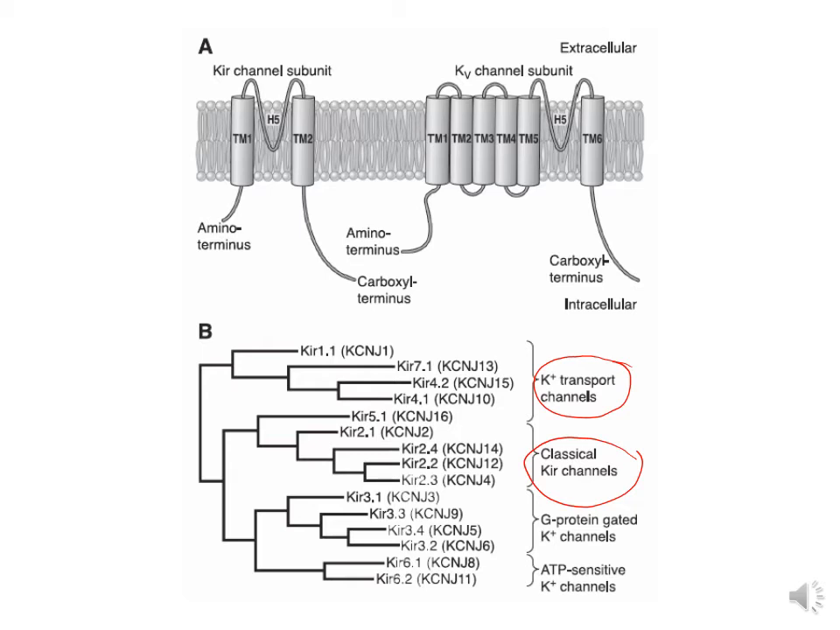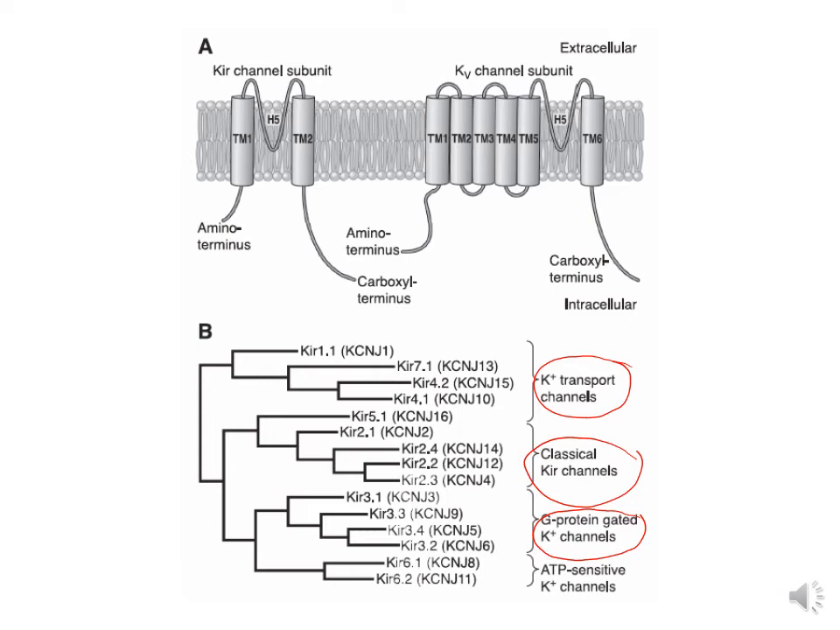KIR3 channels are called G protein gated potassium channels because usually these channels are closed under resting conditions, but when a neurotransmitter binds a G protein coupled receptor, activation of G proteins may activate or promote the opening of these channels.